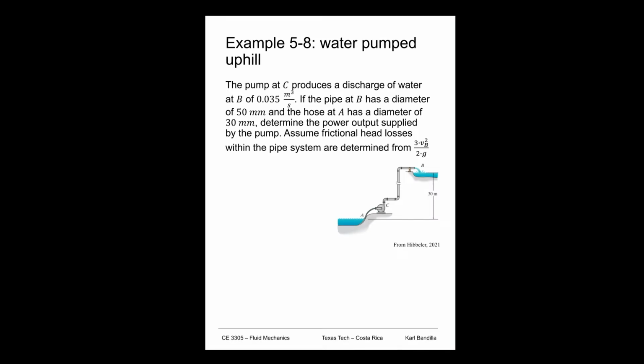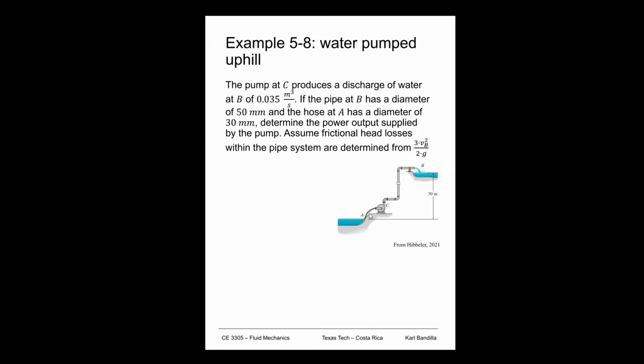This is example 5-8, water pumped uphill. So you can see we have a lower reservoir at A. We pull water out of the reservoir, it goes through a pump. That pump pushes it all the way up to a higher reservoir at B. And we're given the flow rate inside of these pipes. We're given the diameters of the two different, like the pipe and I guess you can call it a hose.